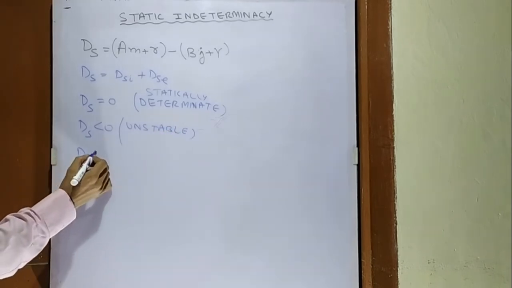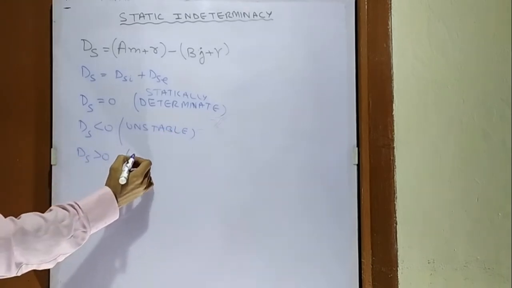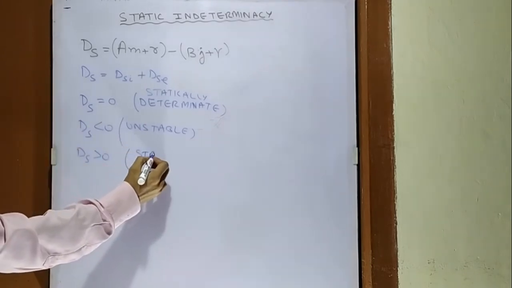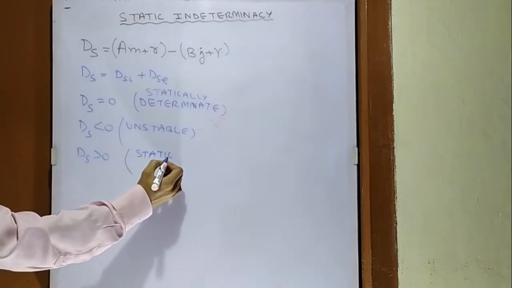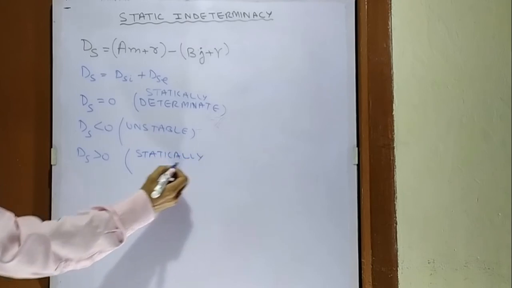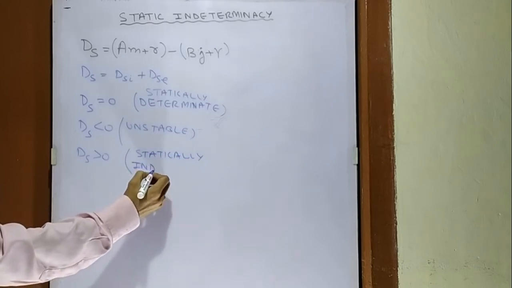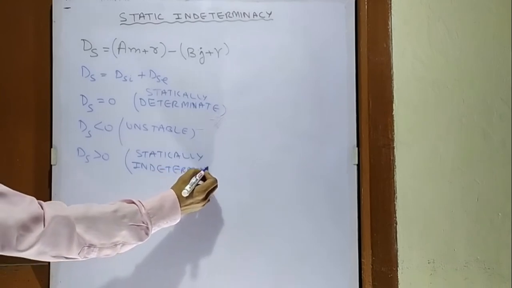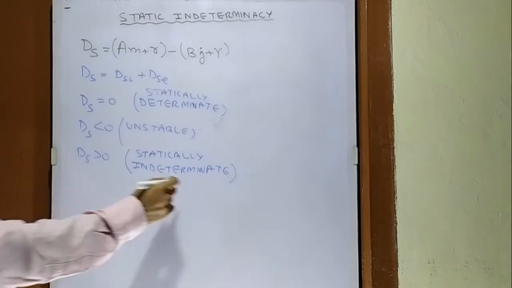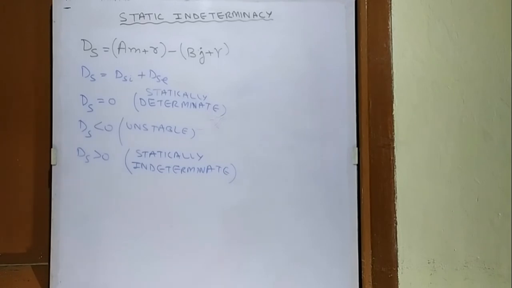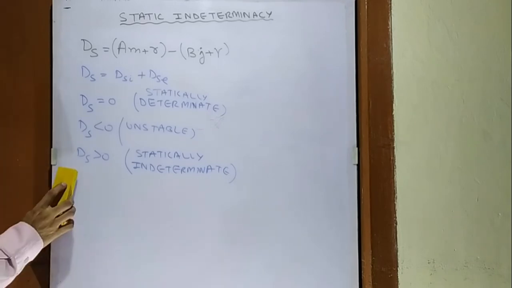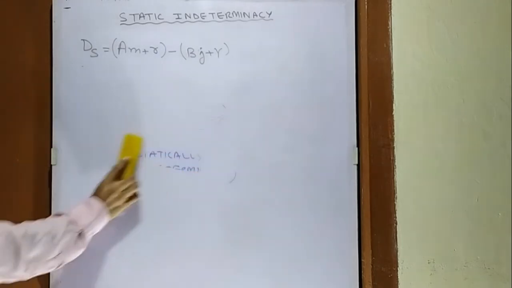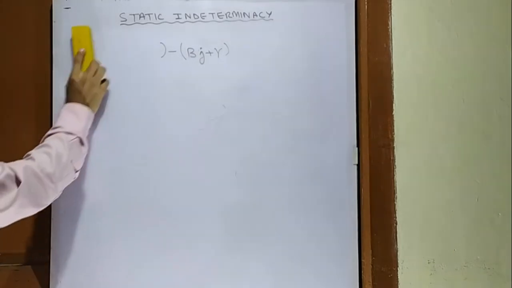If ds is positive, it means that the state of our structure is statically indeterminate. Okay, so this is it. Now we will just talk about from where the formula comes. Okay, we will just take a very simple example.